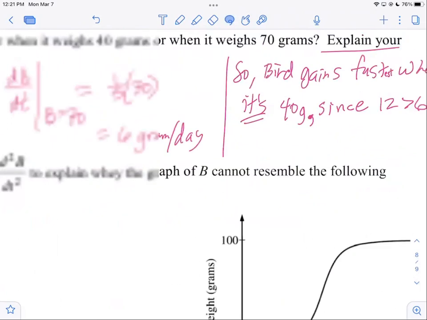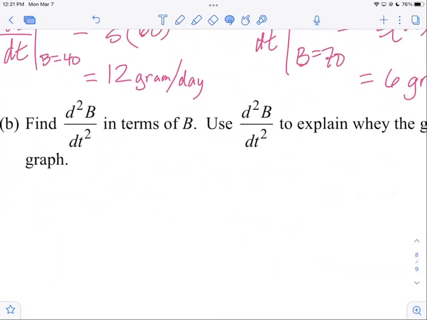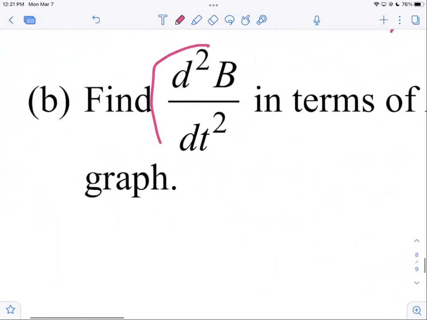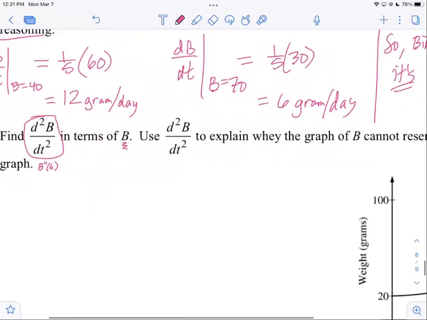All right. Find d squared B over dt squared in terms of B. Okay. There's two important things in that short little sentence. First of all, this means to find the what? That's the same thing as B double prime of t, but it says in terms of B. That means there can only be, if any variables, B in it. So I'm going to come over here and rewrite dB/dt. It was equal to 1/5 of 100 minus B.